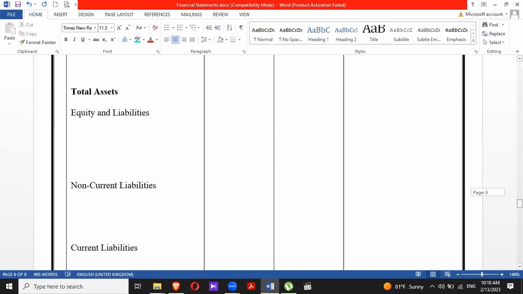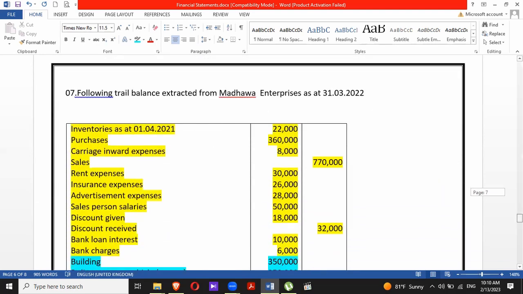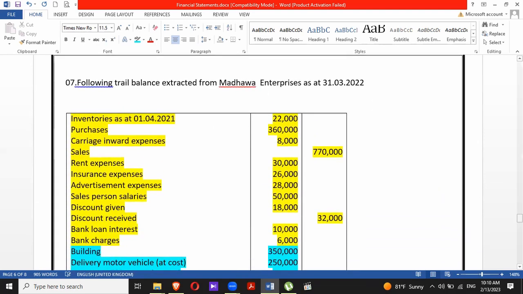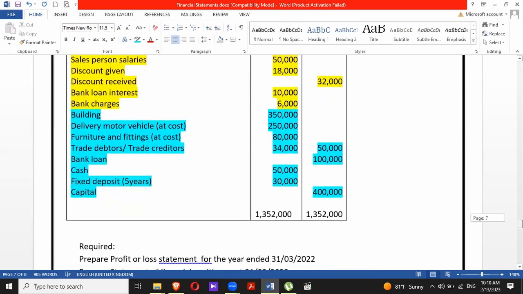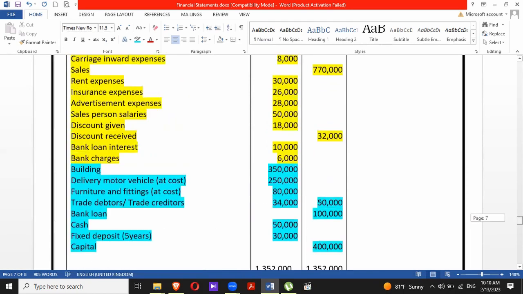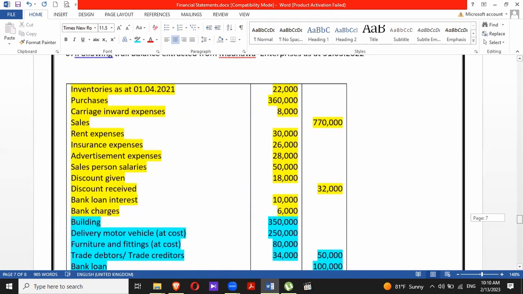Let's prepare these two statements. Right. There's no additional information given because we are preparing these statements without adjustments. Still we didn't do the adjustments. So we can start from the beginning. Here there's no information given regarding the closing stock. So we have to assume that there is no closing stock. Right. Closing stock is 0. So we can start the question from here, from the trial balance.